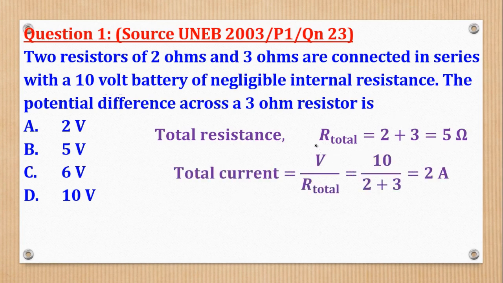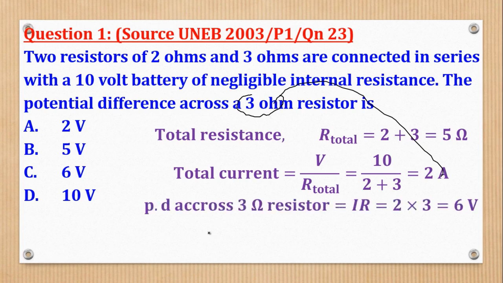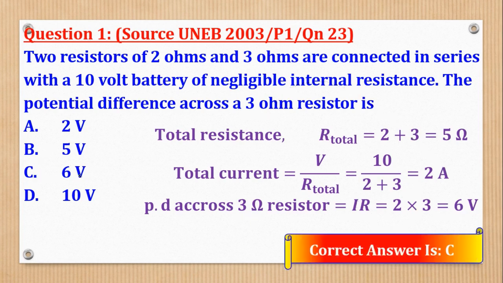Therefore, now that we have total resistance, we can get total current by total PD over total resistance. Total PD is 10 volt and resistance is 5. So we come up with 2 ampere. So now that we know the current, we can easily get this PD by multiplying this current with that PD. So PD across the 3 ohm resistor will be equal to IR. I is 2, R is 3 to come up with 6 volt. So that means that option C is the correct answer.